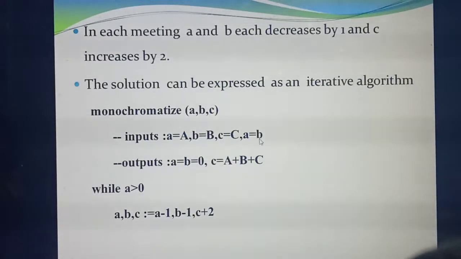The value of A equal to B. Then what output will you get? If the value of A and B equals 0, how do you get the answer? You need to add A plus B plus C. Already you have written that. Now, if the value of A is greater than 0, what do you need to write? You have done it in the tabular column, no? Value of A is reduced by 1, value of B is also reduced by 1, and at the same time value of C is increased by 2. Understood? Please understand and study.